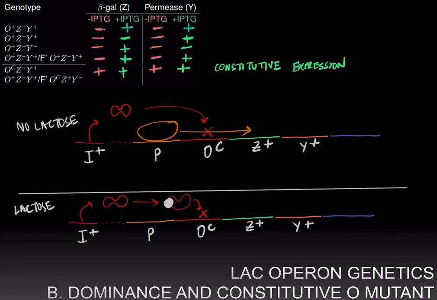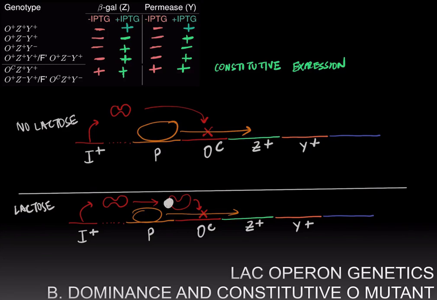One, even if the operator site were the wild type sequence, the repressor whose shape has changed after IPTG or allolactose binds to it is unable to bind. And the second reason is that the sequence of OC has also changed. Therefore, polymerase will bind and carry out transcription, leading to expression of both beta-gal and permease.